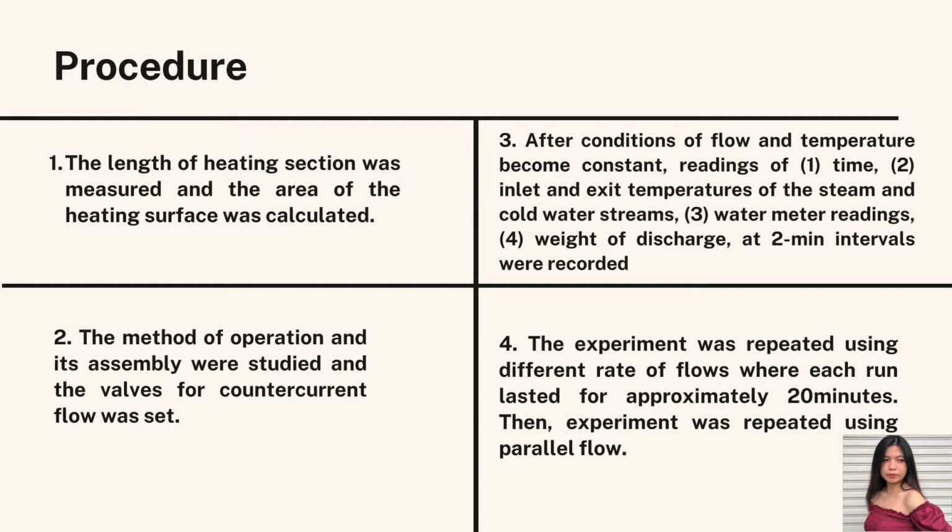Third, after conditions of flow and temperature became constant, readings of time, inlet and exit temperatures of the steam and cold water streams, water meter readings, and weight of discharge at 2-minute intervals were recorded. Lastly, the experiment was repeated using different rates of flow, with each run lasting approximately 20 minutes. Then, the whole experiment was repeated using parallel flow.